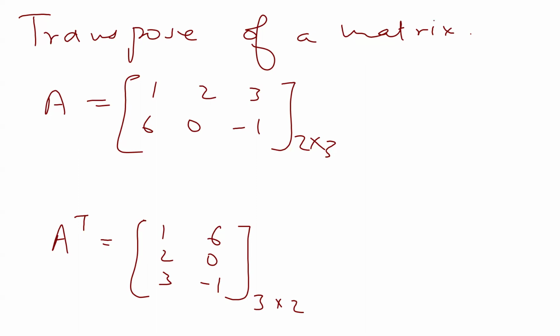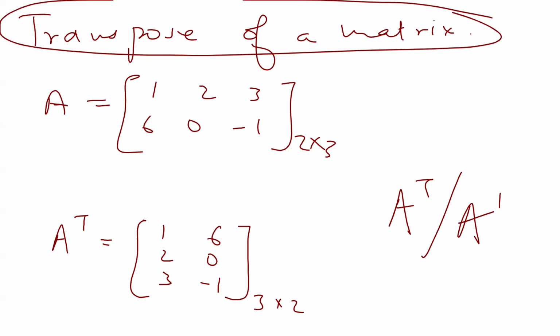So this is the concept of transpose. And to find out the transpose, it is not necessary that the matrix has to be a square matrix. You can find out transpose of any matrix with any order. So this is transpose of a matrix. It is denoted with A T or A dash. It's nothing but transpose of a matrix.